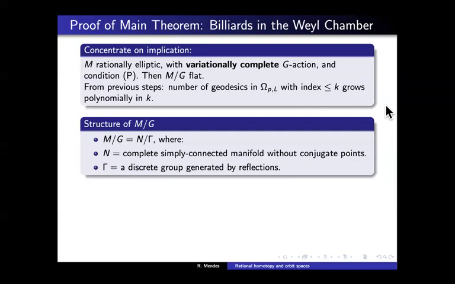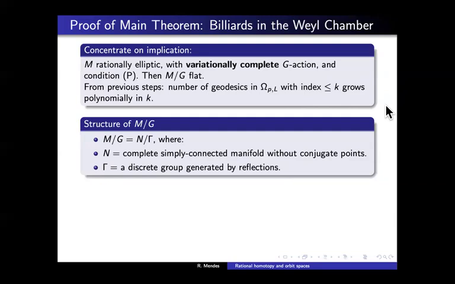Now, the key thing that I didn't mention before is that this group gamma is actually generated by reflections. That is because we're assuming that the manifold M is simply connected itself. So the general theorem of Lytchak and Thorbergsson says variationally complete if and only if good orbifold without conjugate points. But when the manifold M is assumed simply connected, this group is actually generated by reflections. So you have this group gamma generated by reflections.